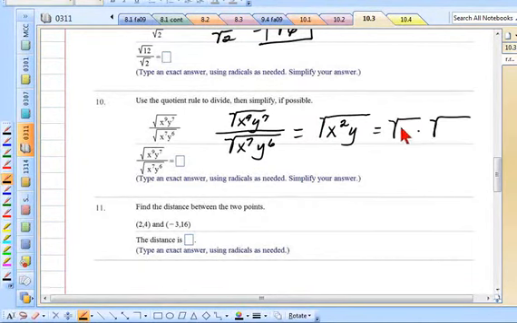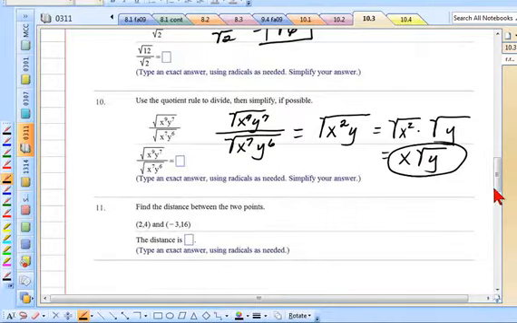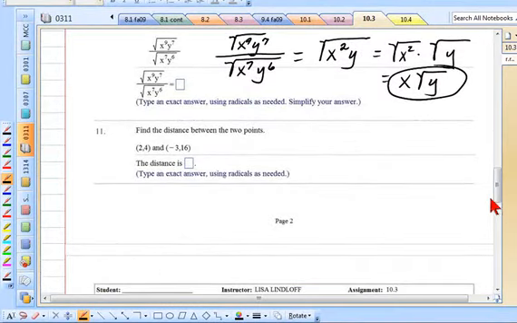Perfect square up front, x squared. Non-perfect square, plain old y. The square root of x squared is x times the square root of y. Done. All right, the next couple of problems involve something called the distance formula.